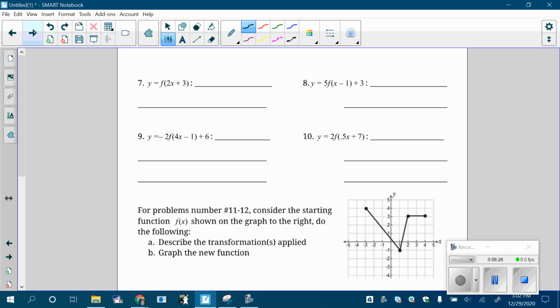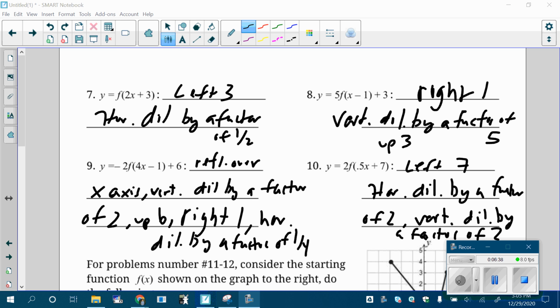Real quick, do 7 through 10 here. Tell me the transformations, and try and tell them to me in the right order. Okay? Go ahead and give those a try, and then we'll go over them. Okay. Here's what I got for those. I kind of want to go through these a little bit slower here.